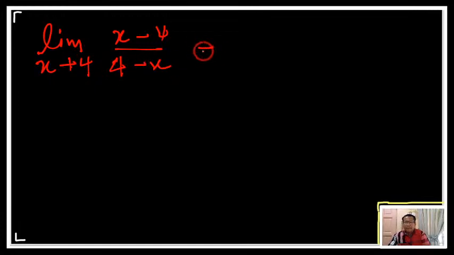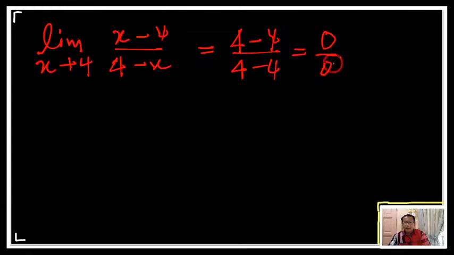Limit x approaches 4, (x minus 4) over (4 minus x). Okay, so this one is 4 minus 4 over 4 minus 4. So the answer is 0 over 0. This is not the answer. You cannot write undefined. You need to do something about this.